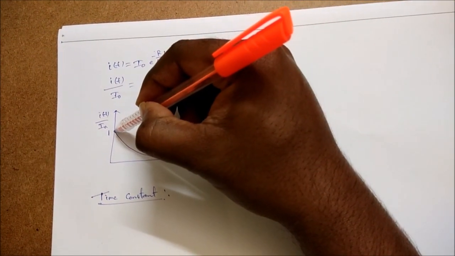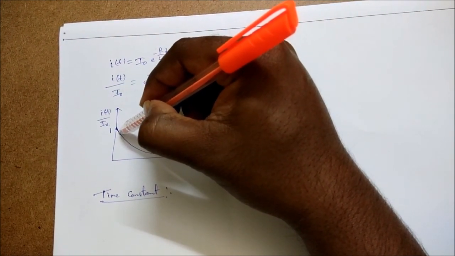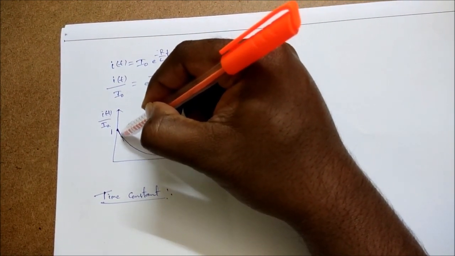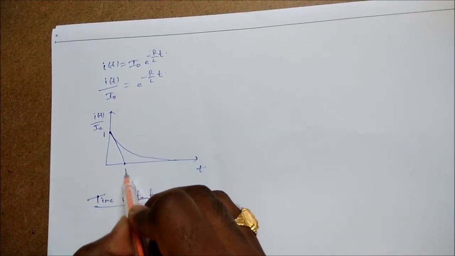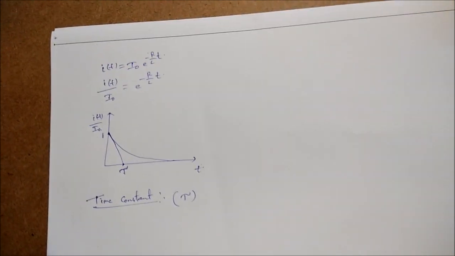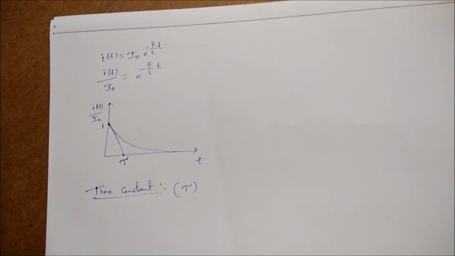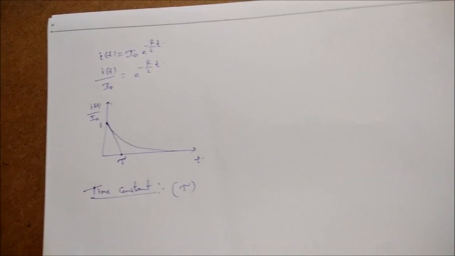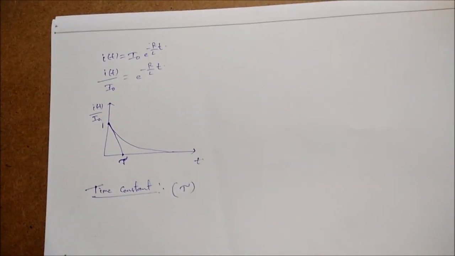So initially it is falling at this rate. You see here, initially it is falling at this rate, so it has to fall at the same rate. Then this will become the time constant. So time constant is represented like this. It is the time required for the curve to reach 0 when it falls at its initial rate. Understand? Okay, so now this is the time constant.